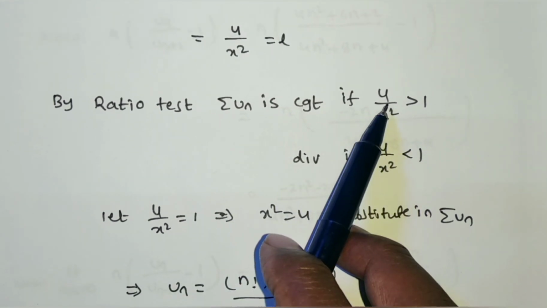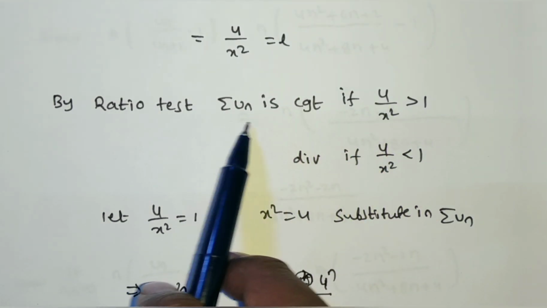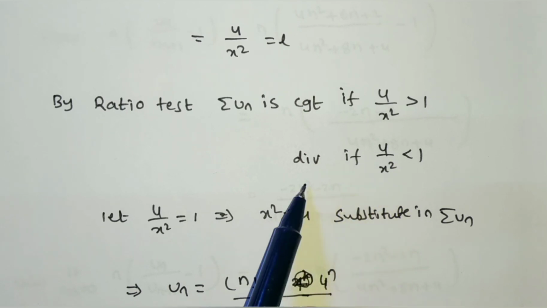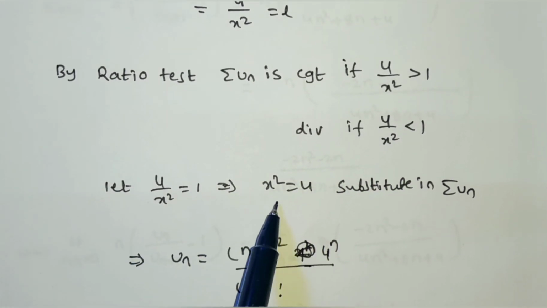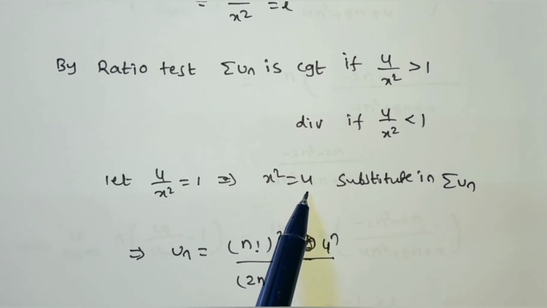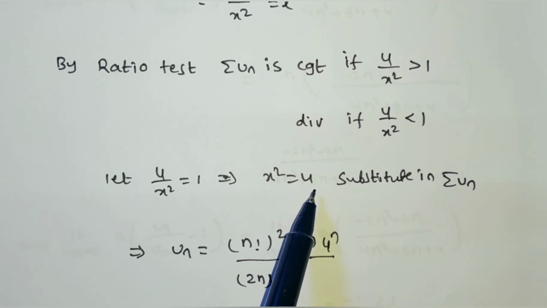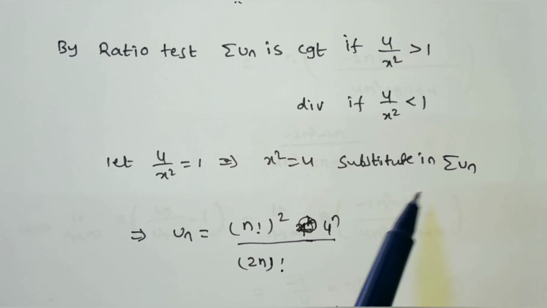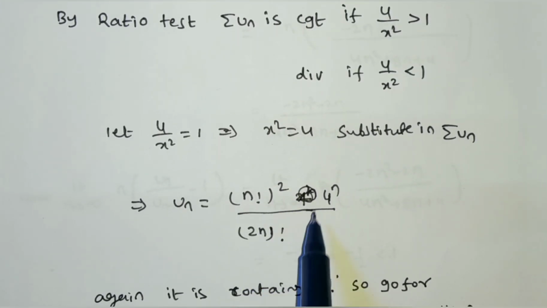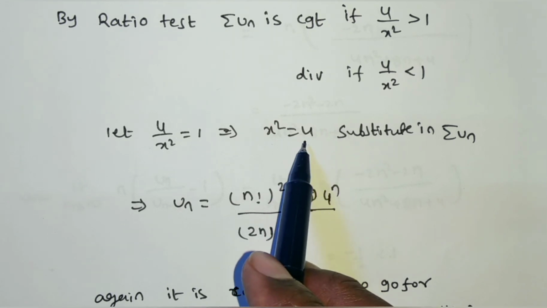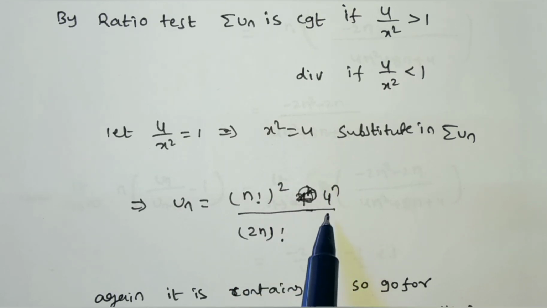If 4 by x square is greater than 1, you can say the series is convergent. If 4 by x square is less than 1, the series is divergent. Let 4 by x square be equal to 1. That implies x square value will become 4. Now we have to substitute this x square value in the given series. So we have (n factorial) whole square by (2n factorial) into x to the power of 2n. X square is 4, so 4 to the power of n you have.